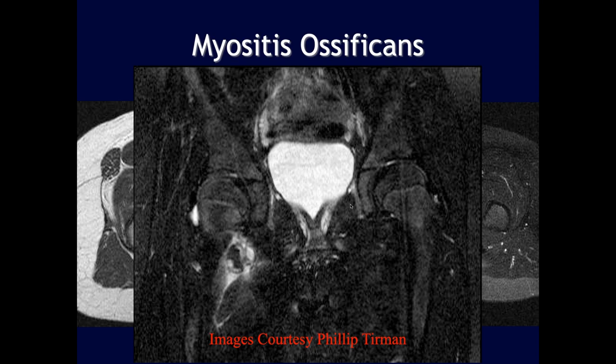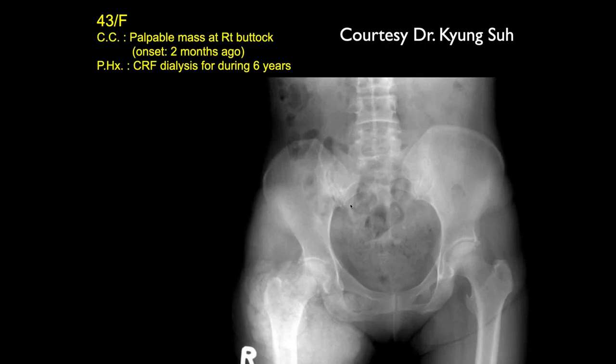So is that hypointensity just calcific intensity? There's another myositis ossificans. No, they can look very mass-like or sheet-like. Okay, Ashu?